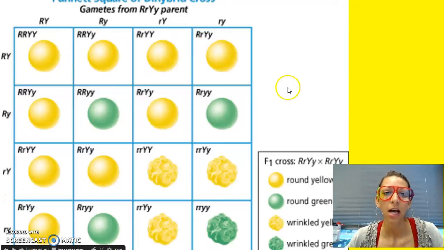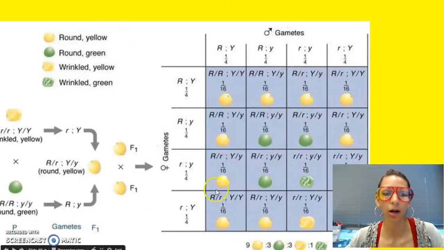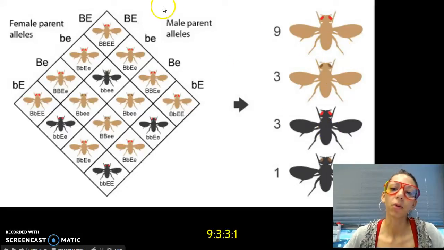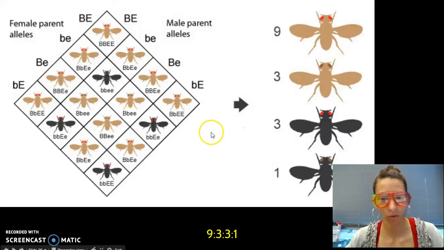for the different types of traits. In a classic dihybrid cross, we are going to end up with the ratio 9 to 3 to 3 to 1. And we'll do a lot of practice with this in class, so if it seems complicated, it's really not that daunting. It's just a larger version of the Punnett square. And here's another version of it. We have these flies with either red eyes or brown color or black color, and we get the same ratio, 9 to 3 to 3 to 1, when we do this dihybrid cross.